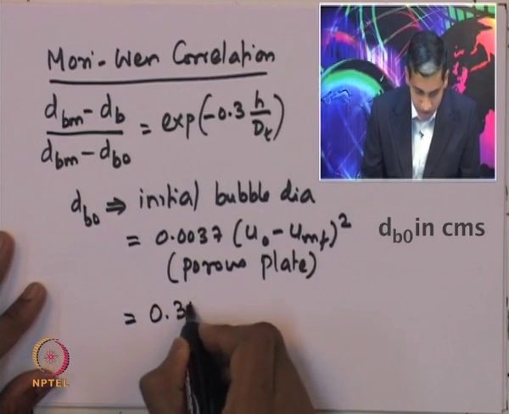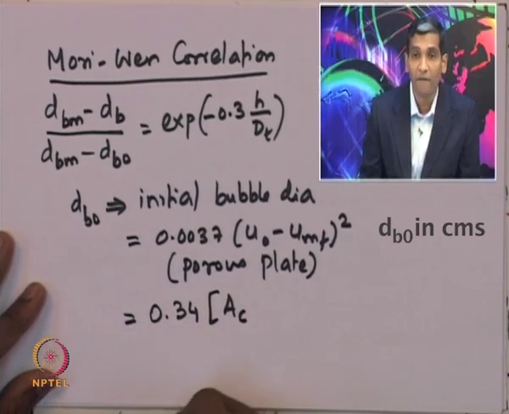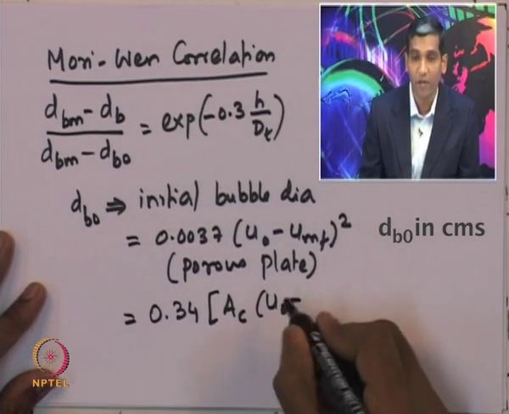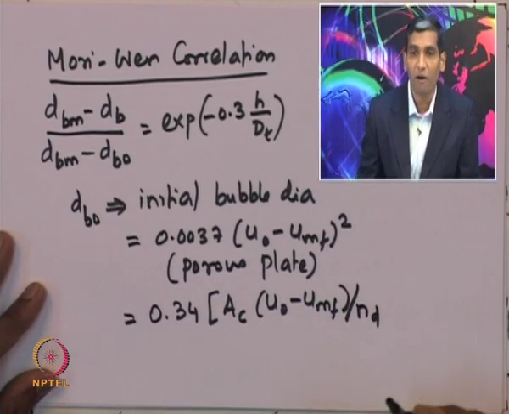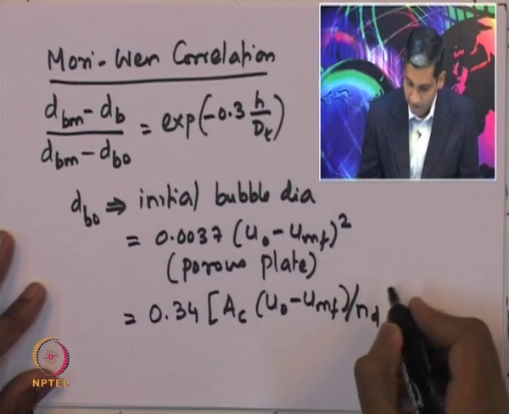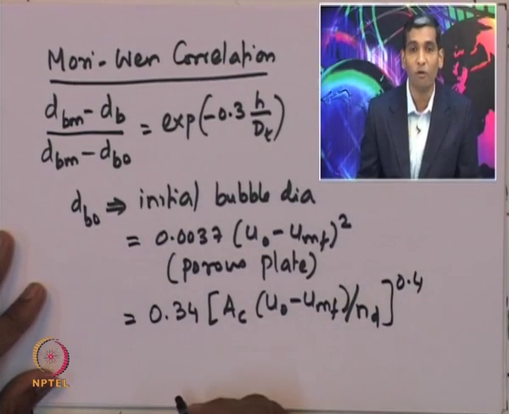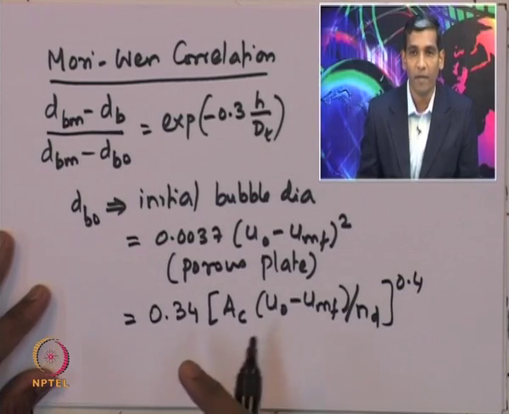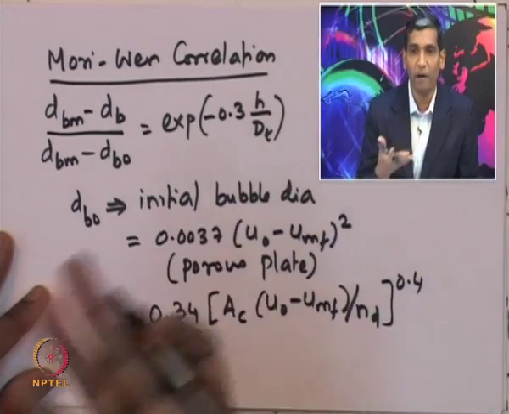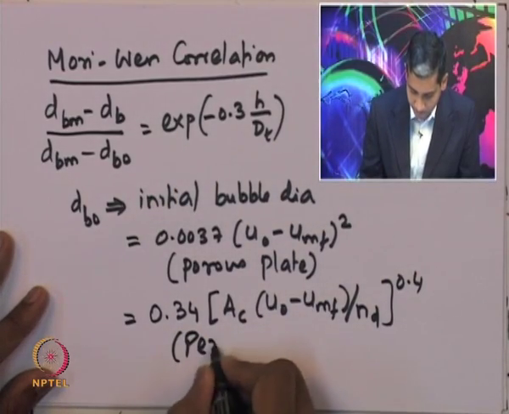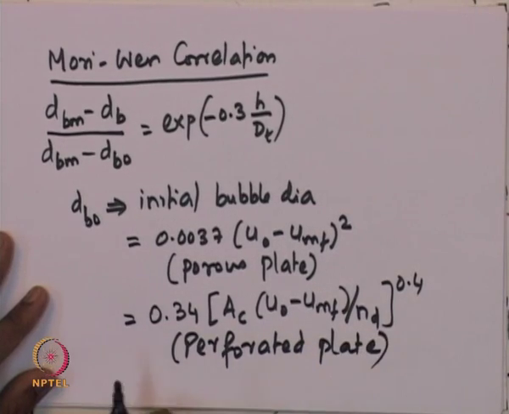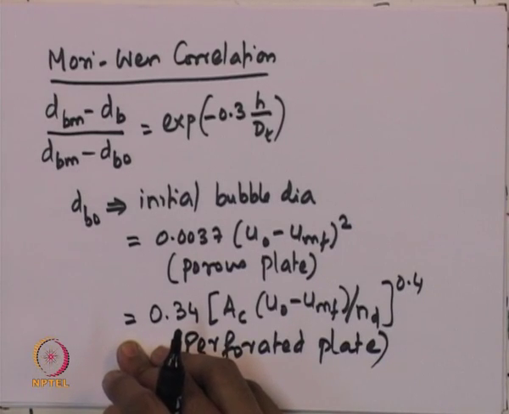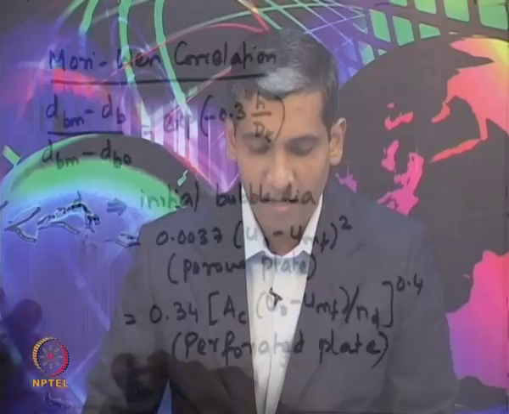and that is equal to 0.347 multiplied by the area of cross section into (u0, the superficial velocity, minus the minimum fluidization velocity UMF) divided by the number of perforations actually present in the perforated plate, to the power of 0.4. So this is the correlation for estimating the initial bubble diameter if the plate which holds these particles is a perforated plate. So next we need to know the maximum possible bubble diameter.